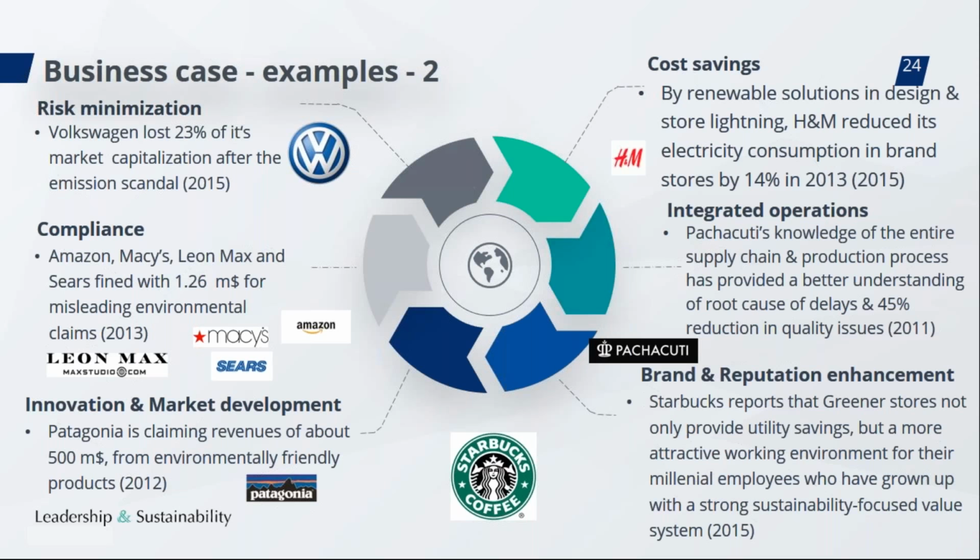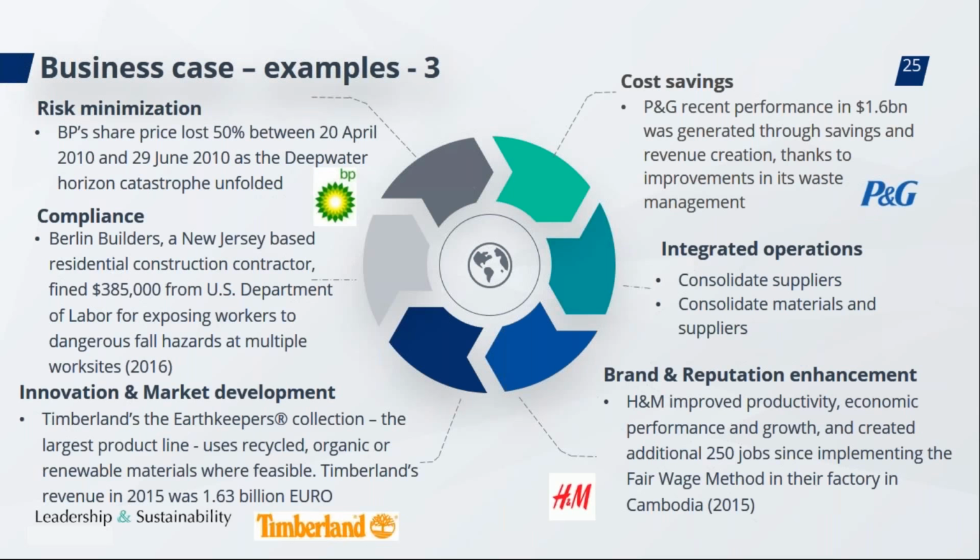And another example, H&M has reduced its electricity consumption in stores by 14% in 1 year. Pachacuti has improved quality significantly. And Starbucks has combined a green store environment with an attractive working environment. And finally, Patagonia sees revenues of around $500 million from environmentally friendly products. Berlin builders were fined $385,000 for exposing workers to dangerous fall hazards. BP lost 50% of its share value after the Deepwater Horizon accident in 2010. And Procter & Gamble reports $1.6 billion in savings due to improvements in waste management. So we can see there are vast opportunities.